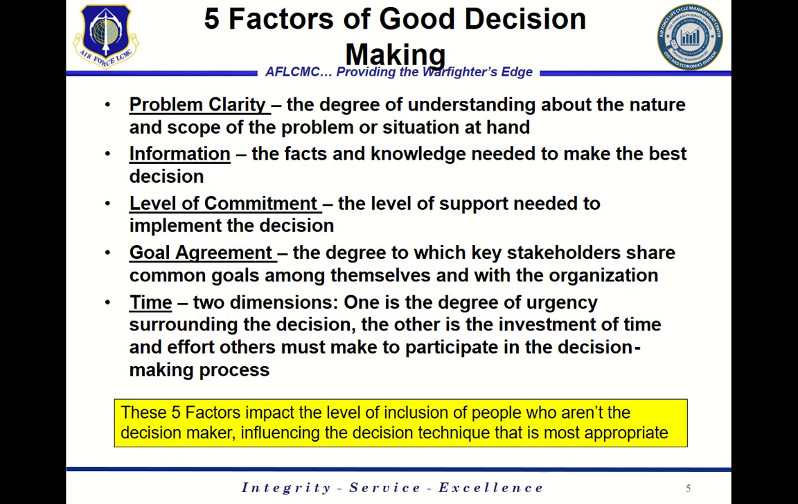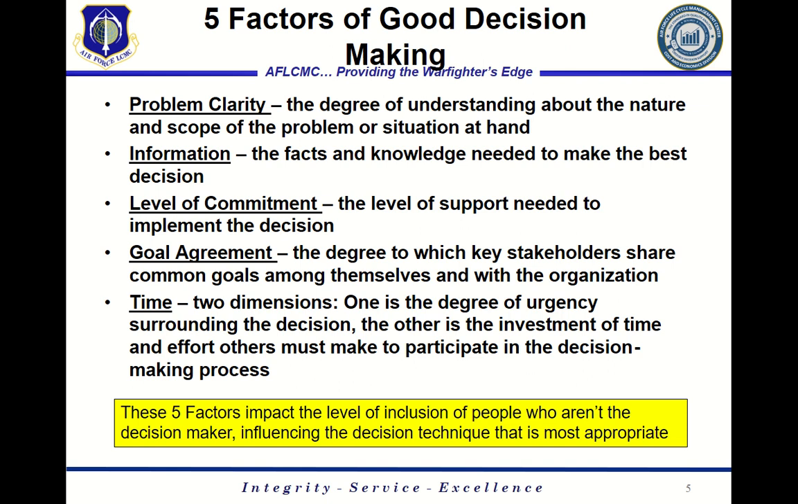And this goes through the 5 factors a little bit. So again, problem clarity is the degree of understanding. Information is what you know about the situation or the problem. Commitment is the level of commitment of the people needed to implement the decision. Goal agreement is whether the key stakeholders are in agreement with what the objective is.